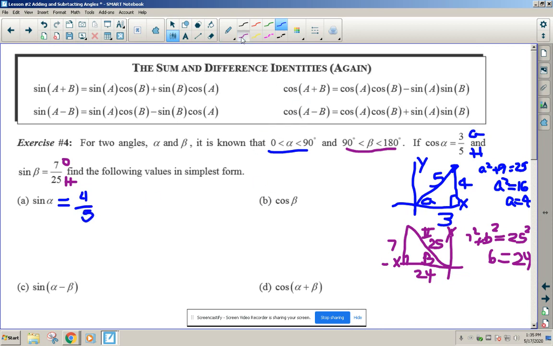Now, they want the cosine of beta. Well, beta is 24 heading in the negative direction over 25. So the cosine, the adjacent, is heading in the negative direction. You went out a distance of 24 over your 25.